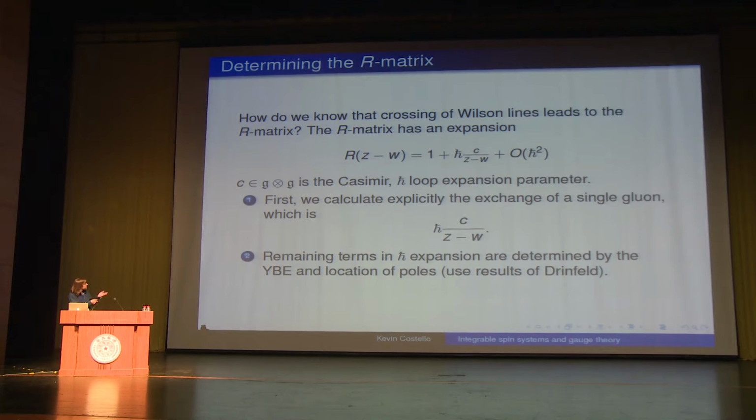So what we have to do to check we really find this R matrix is first we calculate the exchange of a single gluon, and then we use the Yang-Baxter equation to say, well, the rest of the terms are determined.